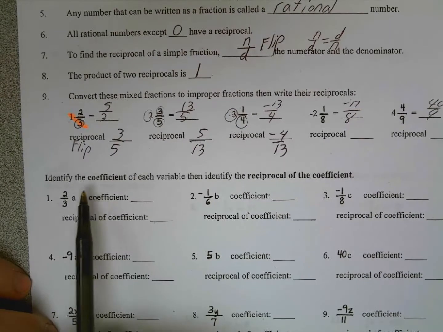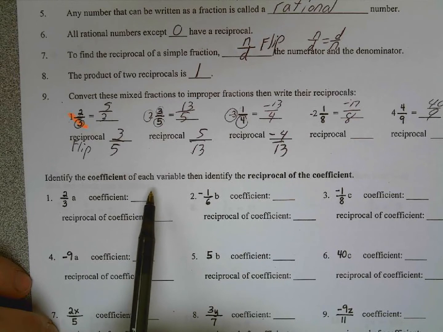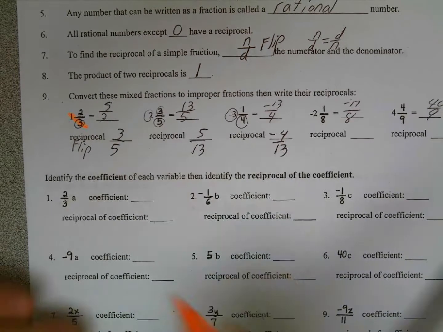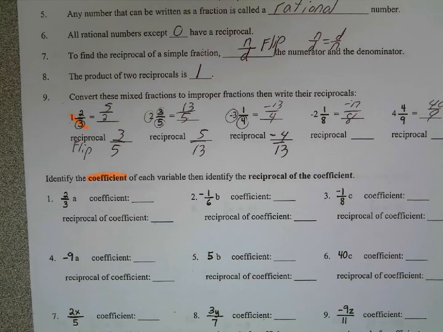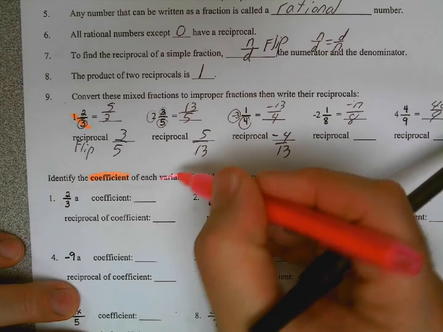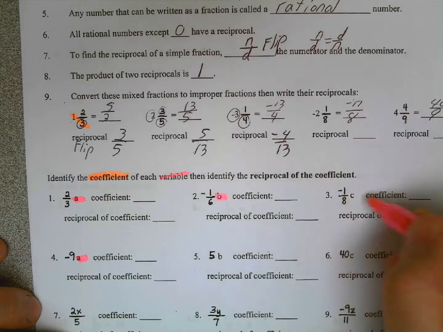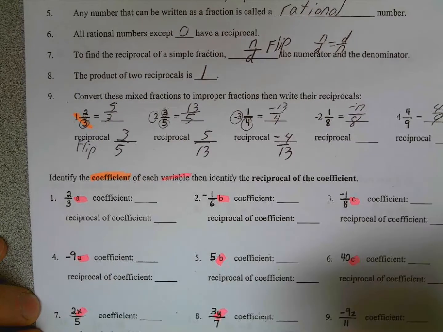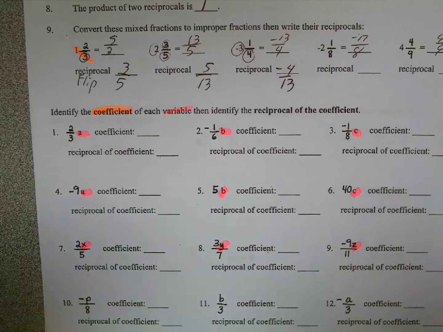Down here, identify the coefficient. The coefficient is the number in front of the variable. So identify the coefficient of each variable. So I'll highlight coefficient, and then I'll highlight variable. The variable is the letters, right? So all these letters right here, these are my variables, all right? Those are my variables, and so on.